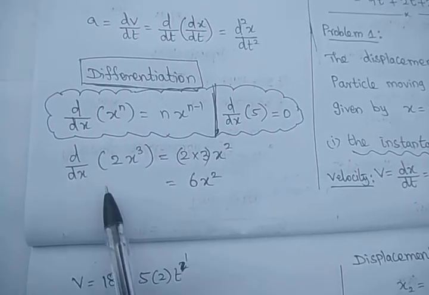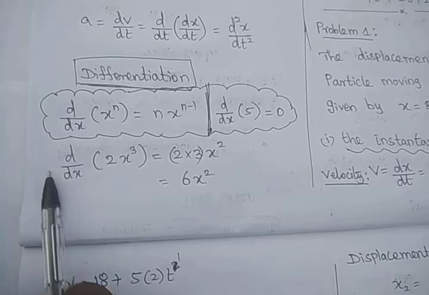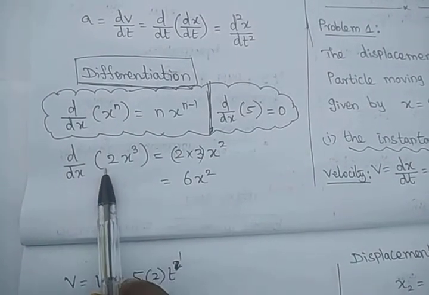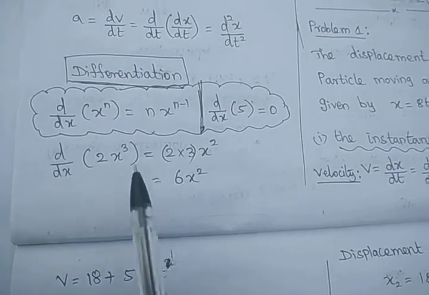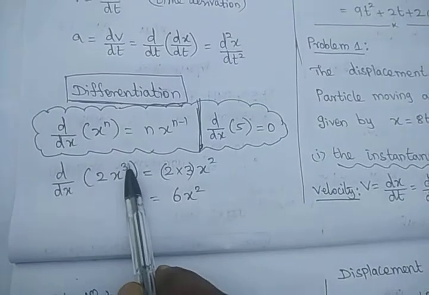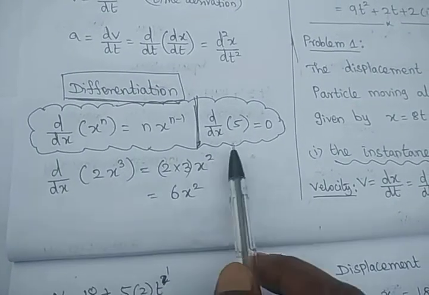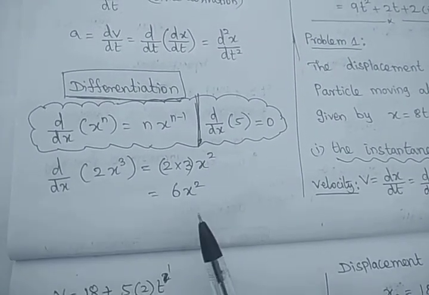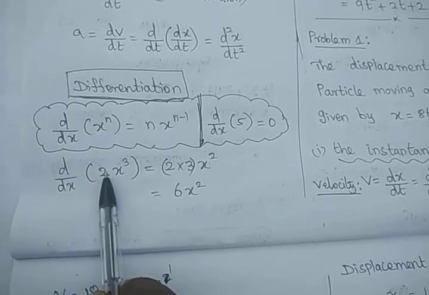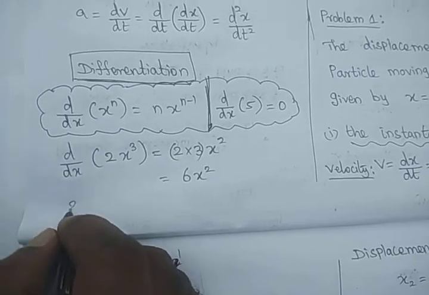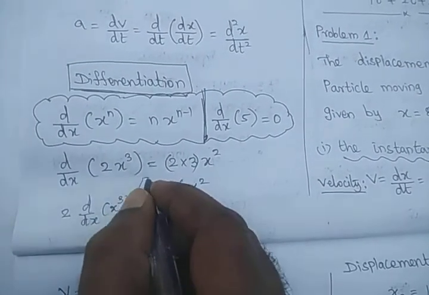Now we will do one example: d by dx of 2x cube. This question says that we are going to differentiate the polynomial 2x cube with respect to x. Here x power n means x power 3. This 2 is a constant, you keep it. Don't say the differentiation of 2 is 0, so I will put 0 here. That is wrong, because this 2 is multiplied with the polynomial, so the constant is taken outside. We can write 2 into d by dx of x cube. That is the actual step we have to put here.